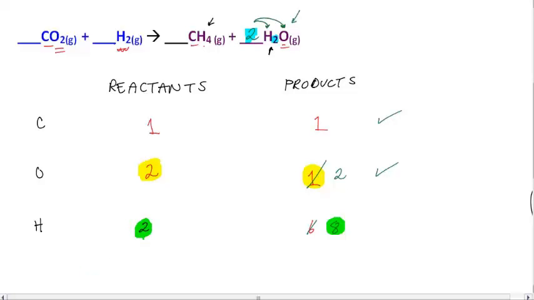So I've got this H2 molecule, which is where my 2 hydrogens are coming from, but I need to get a total of 8. So I'm going to put a coefficient of 4 in front of the hydrogen gas, because I know that 4 times 2 will give me 8. If I have 4 molecules of H2 in the reactants, that's a total of 8 hydrogens. And if I have 8 hydrogens, then hydrogen balances. 8 in the reactants, 8 in the products.